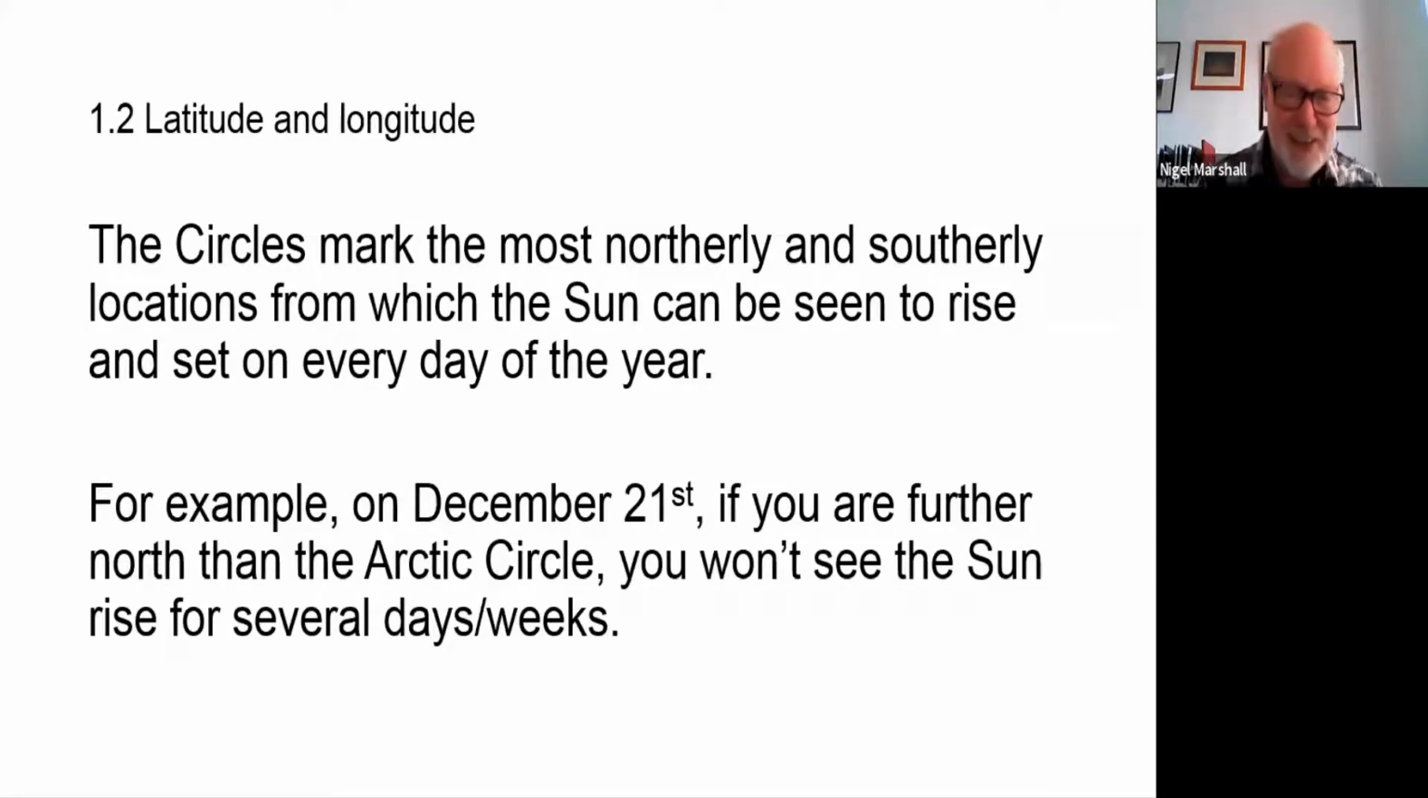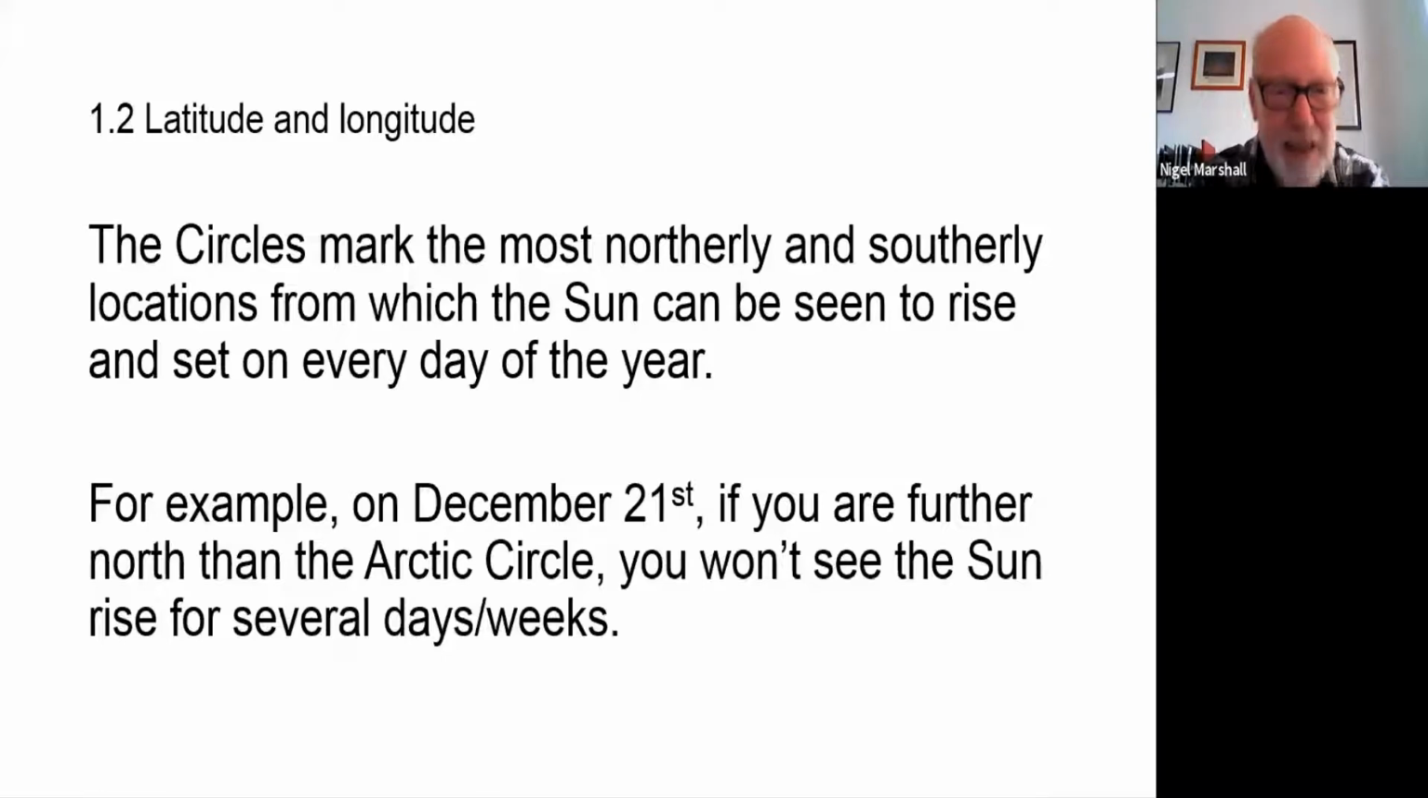So the Arctic and Antarctic circles, these are the tricky ones. These mark the most northern latitude and southern one from which we can see the sun rise and set every day of the year. If you're on the Arctic Circle on December the 21st, because the difference in latitude is 90 degrees, the sun will actually be seen to go around in a kind of circle or a kind of half circle. It might half rise and be half risen and half not risen. It'll sort of go around in a circle on your horizon. Any further north and you won't see the sun for a few days or weeks.